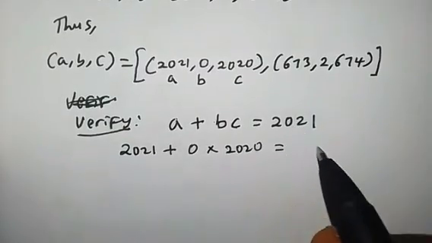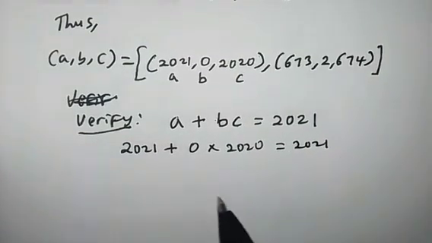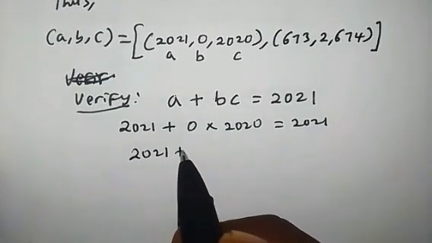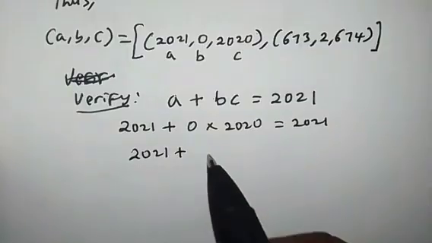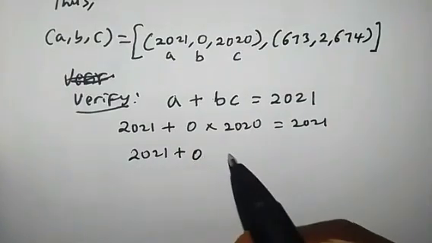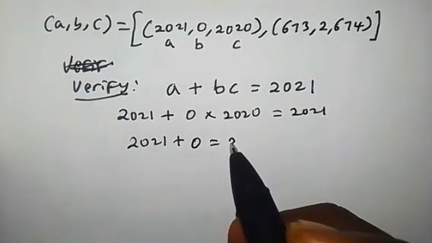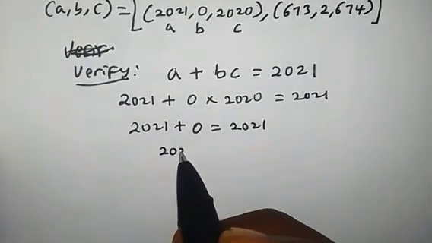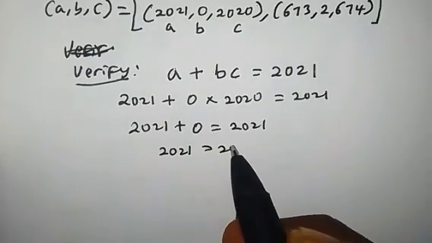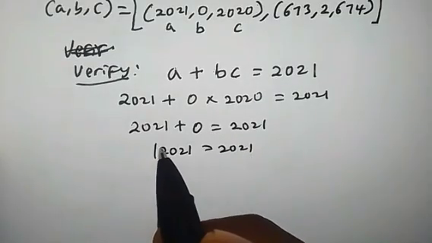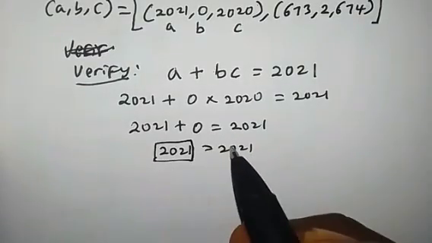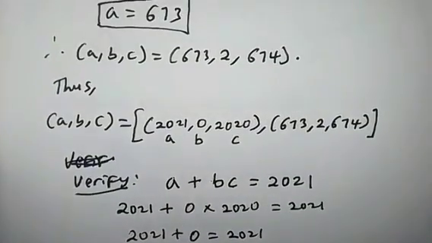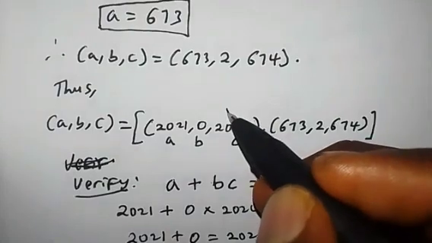So we have 2021 plus 0 times 2020, that is 0. Even with 0 times billions, still 0, equal to 2021. 2021 plus 0 is 2021, equal to 2021. You will see that the left-hand side is the same thing as the right-hand side. That means the first solution is indeed correct.